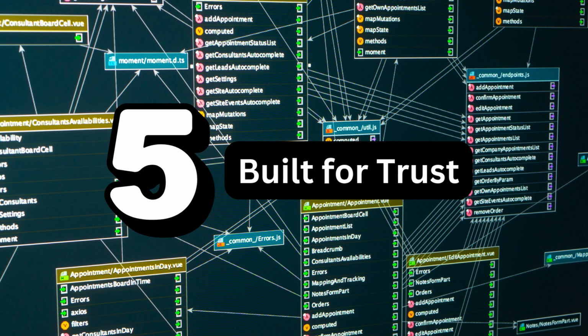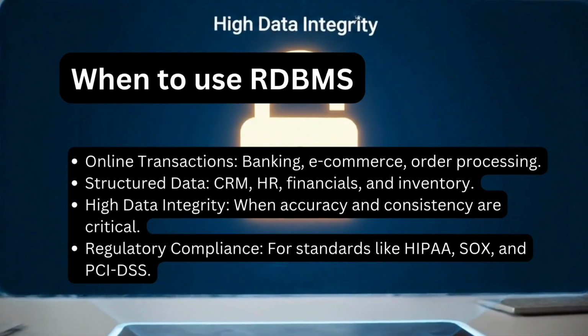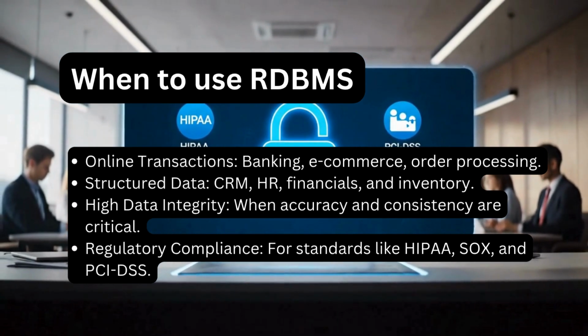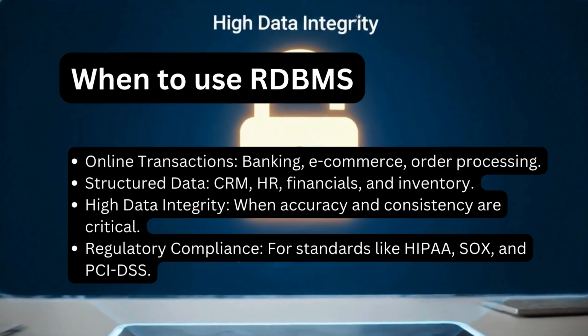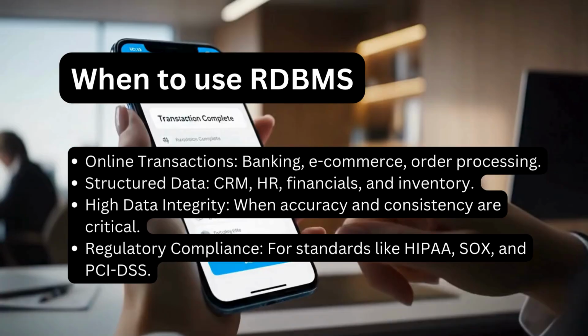So, with all these different options out there, why do people keep coming back to the relational model? Well, it's because it's built for situations where accuracy and trust are totally non-negotiable. Relational databases are basically the gold standard for what's called online transaction processing. We're talking banking, e-commerce, order management. They're perfect for any kind of structured business data and for industries that have to meet strict regulations because their structure pretty much guarantees data integrity.